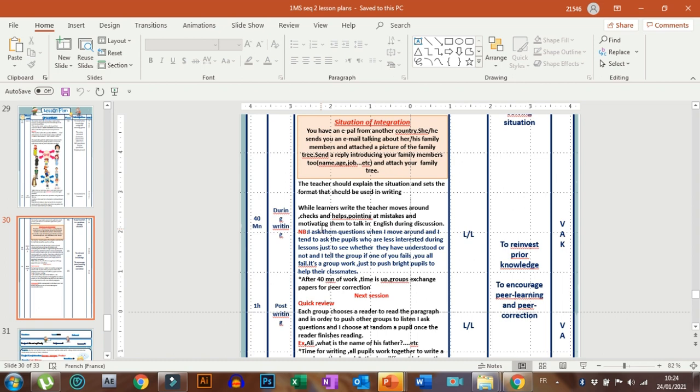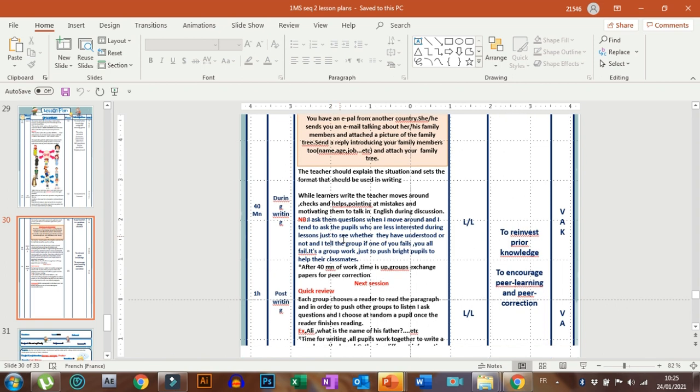Let's go now to while writing. Of course, you have divided your learners into groups. Now your role is moving around, checking and helping learners. If they need information, you can help them. You can provide them with the necessary information they need. You can point to mistakes, you motivate them. You make sure that all learners are participating in the writing process, because if you do not manage that, some of them will just chat and they will not do the task.